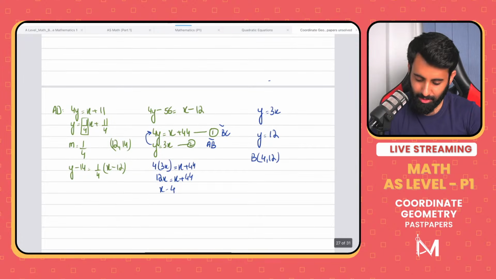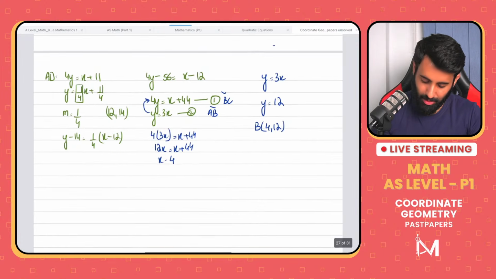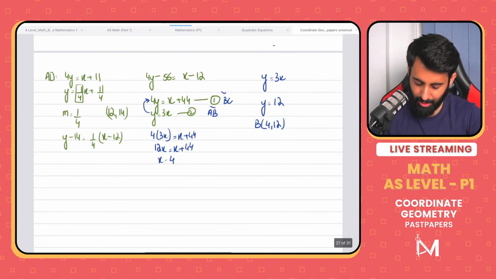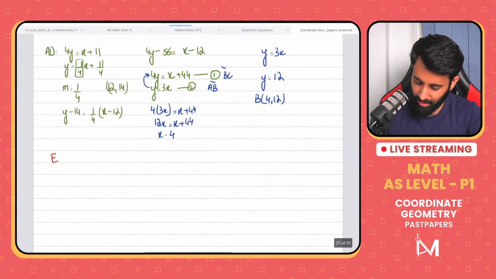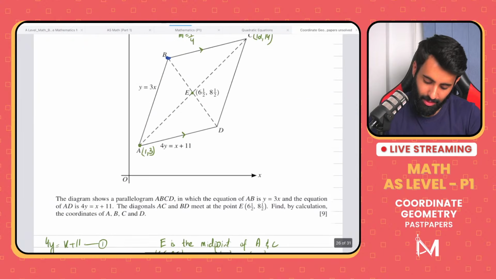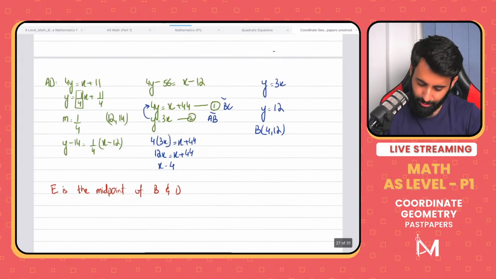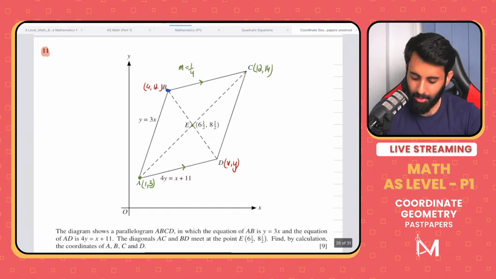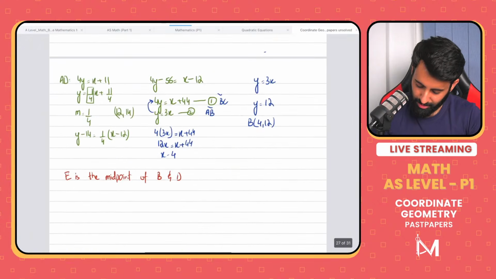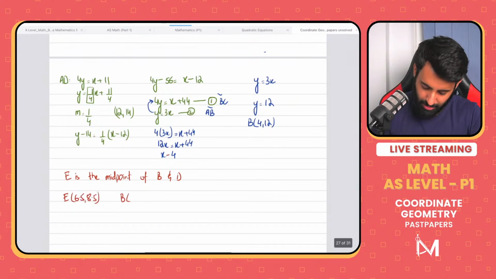Okay, now let's find out the coordinates of D. And do we have enough information to do that? Yes, we do. Because what will be the midpoint of BD? That will be E. Okay, so let's write that down. E is the midpoint of B and D. We have the coordinates of B, and they are 4, 12. We don't have the coordinates of D, they are x, y, but we have the coordinates of the midpoint. Okay, so let's write this information down. E is 6.5, 8.5. The coordinates of B we just found out, 4, 12, and the coordinates of D we don't know, so let's call them x, y.